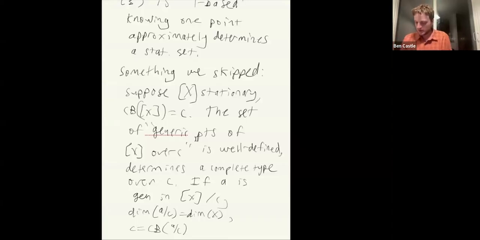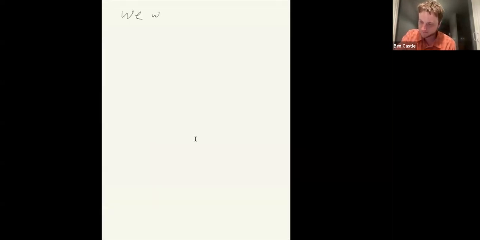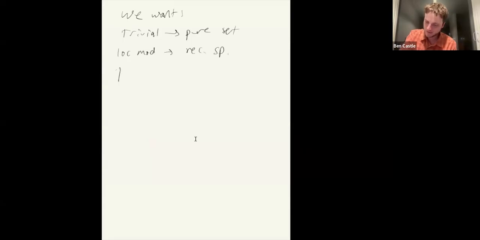Okay, so that's our equivalent conditions, and now let's start proving things. We want to show that trivial gives you a pure set, and locally modular non-trivial gives you a vector space. Let's just do one of those now. Okay, so let's call this a theorem. Suppose M is trivial, and like I said, I'm going to look at the totally categorical case.